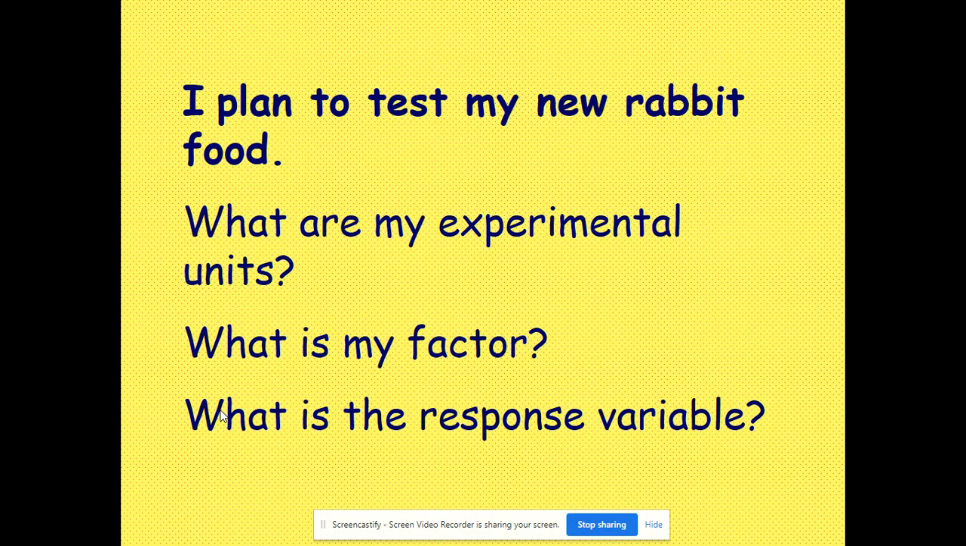Alright, so I plan to test my new rabbit food. We just talked about this part. What are my experimental units? The rabbits. I'm not giving much information, so this is kind of a terrible way to go through it, but it just kind of helps. So what at this point do you think is my factor? I'm just testing my rabbit food, so type of rabbit food is the factor. I'd probably do my rabbit food and no rabbit food, or different rabbit food, old rabbit food, something like that. So again, what is my response variable?